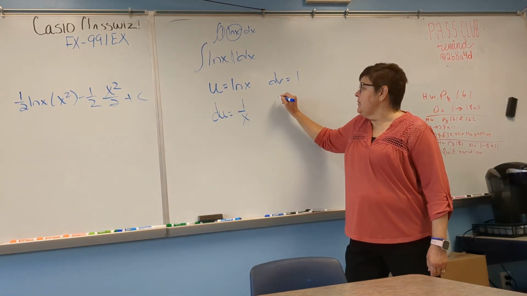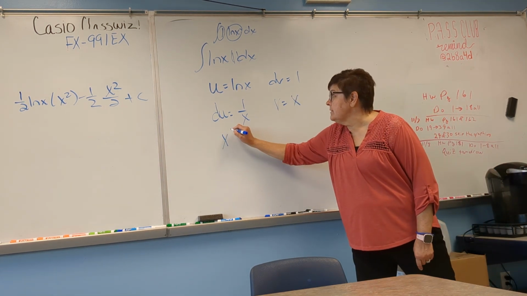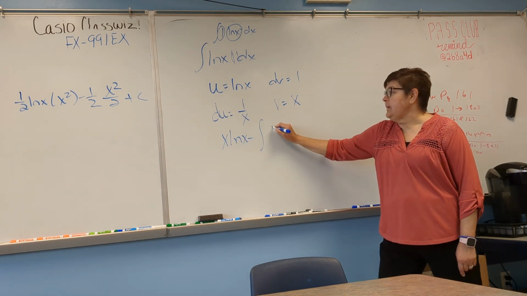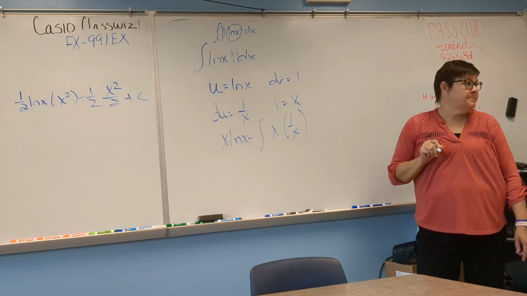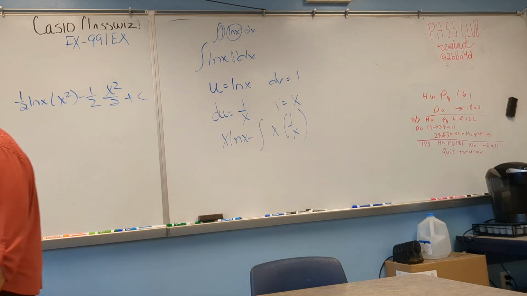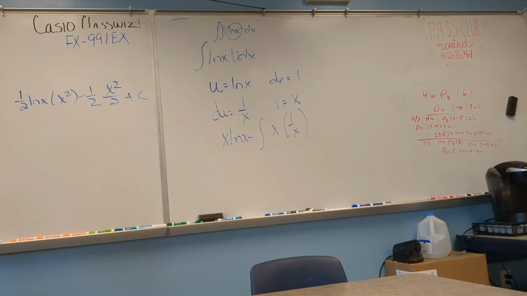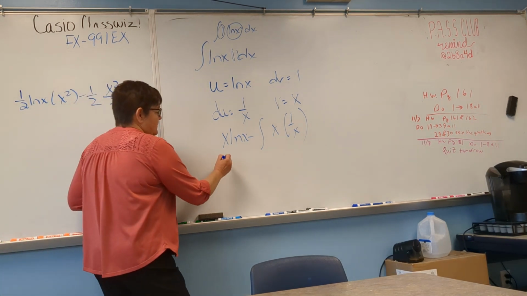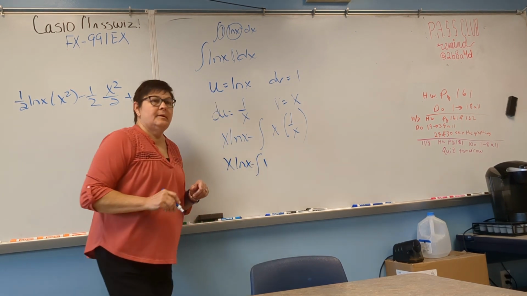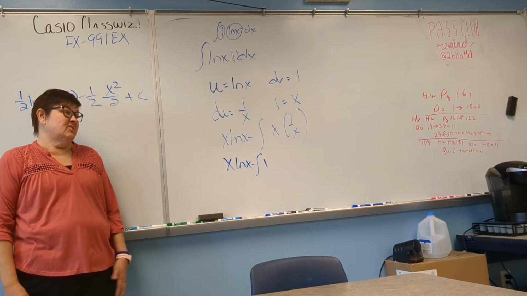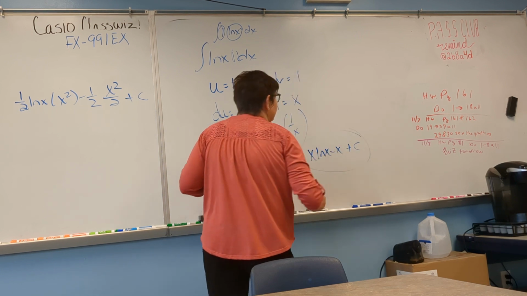So what is du? 1 over x. And what's v? Just x, right? So uv minus the integral of v du. Okay, and so what do we get? X ln of x, minus the integral of 1, and what's the integral of 1? Just x. So x ln of x minus x plus c, done.